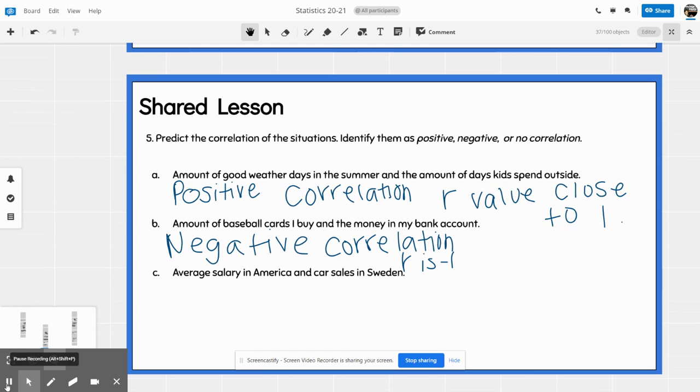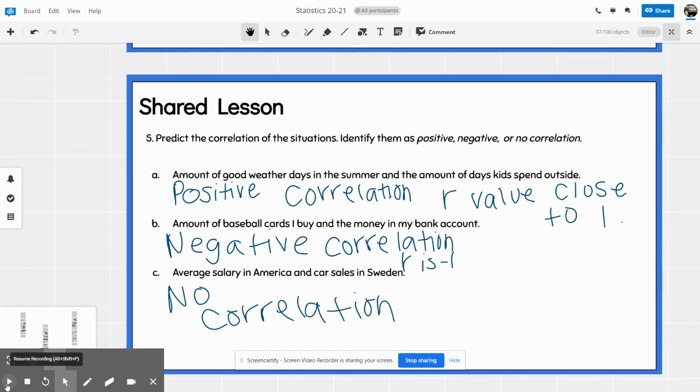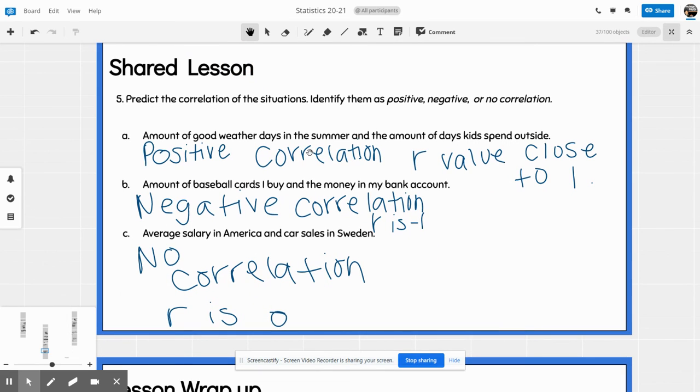The last one we have is our average salary in America and car sales in Sweden. These two things have absolutely nothing to do with each other. So this would be no correlation. You could say that this R value is probably 0 or closer to 0, because people in America aren't buying their cars in Sweden. I mean, they might, but it's very, very highly unlikely.